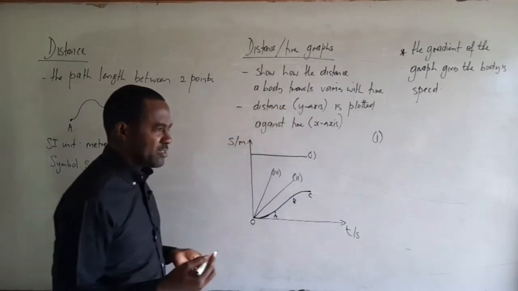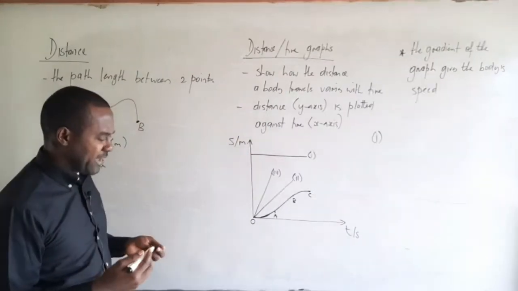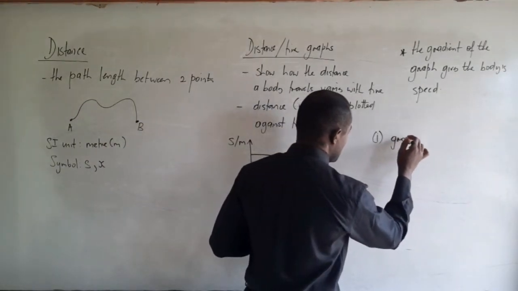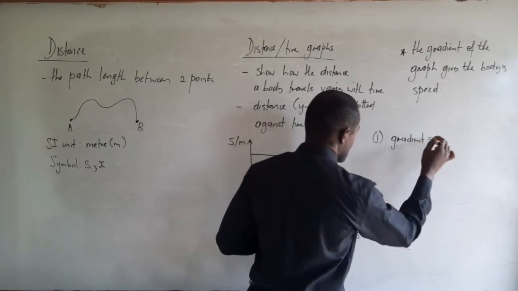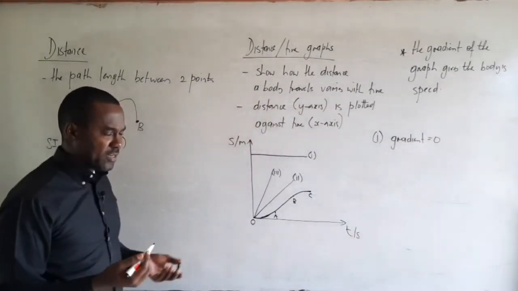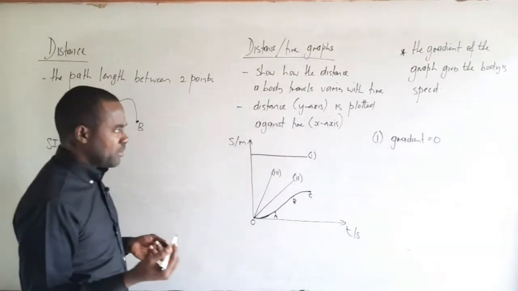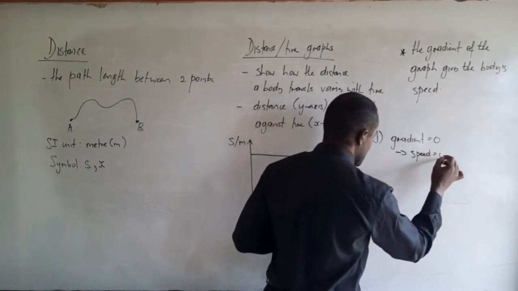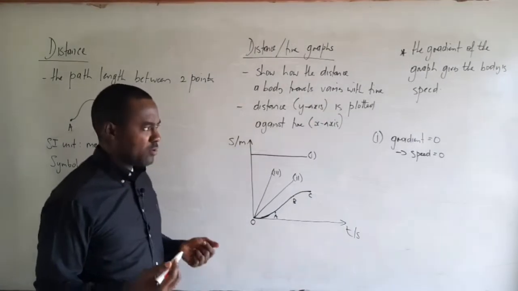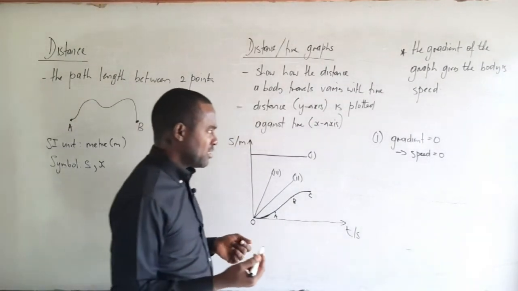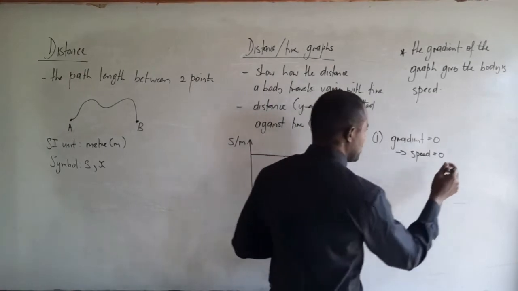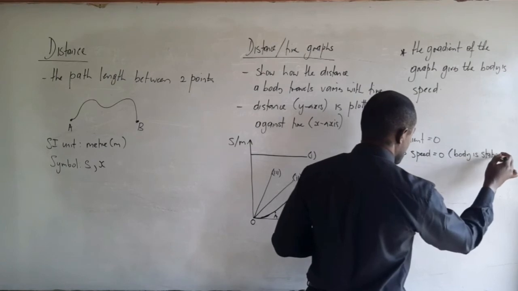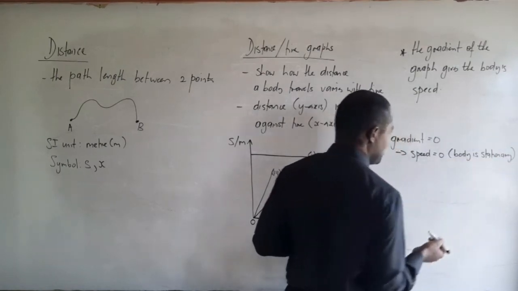Graph 1 is a horizontal line, and because it is a horizontal line, the gradient is 0. Now, since the gradient of a distance time graph represents speed, this would imply that the body's speed is equal to 0. And if the body's speed is equal to 0, then this further implies that the body is stationary, right? So the body is simply not moving.